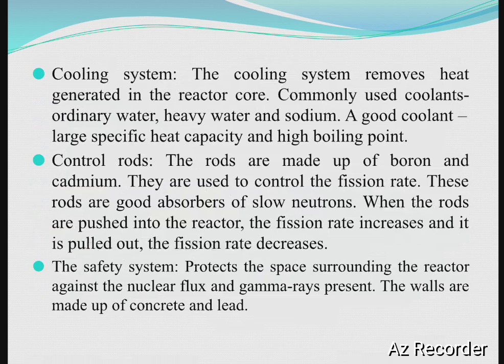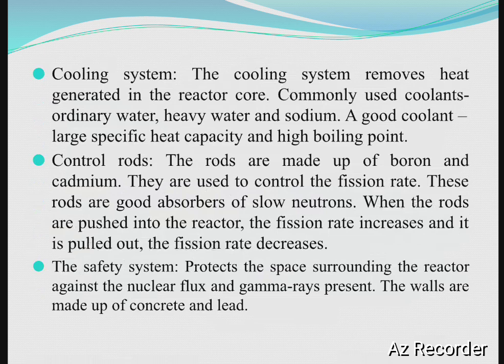The fifth one is the control rods. The rods are made up of boron and cadmium. They are used to control the fission rate. These rods are good absorbers of slow neutrons. When the rods are pushed into the reactor, the fission rate decreases, and when they are pulled out, the fission rate increases.